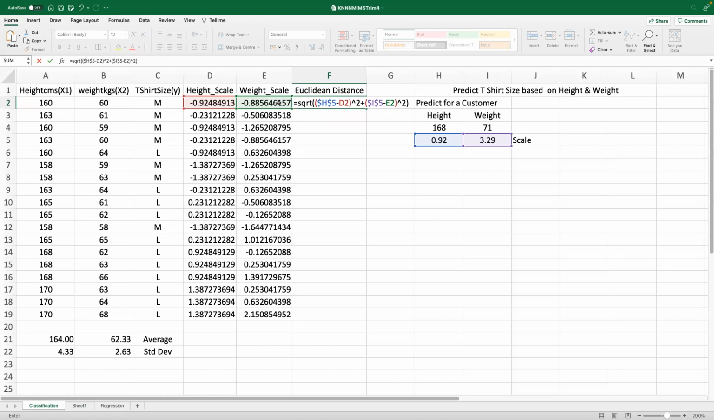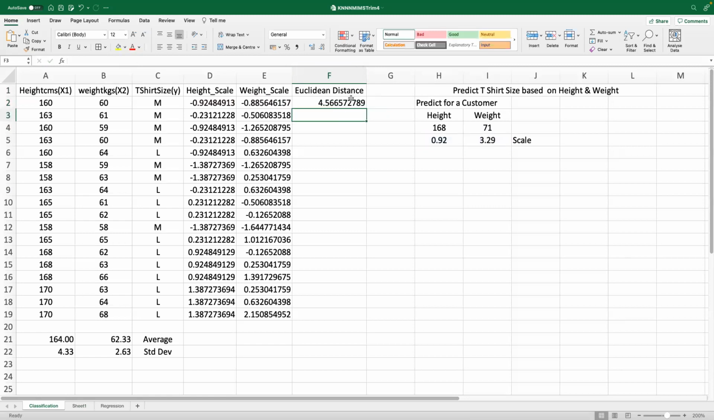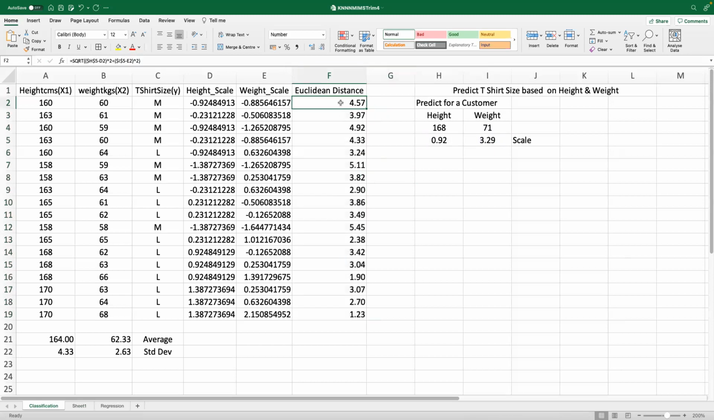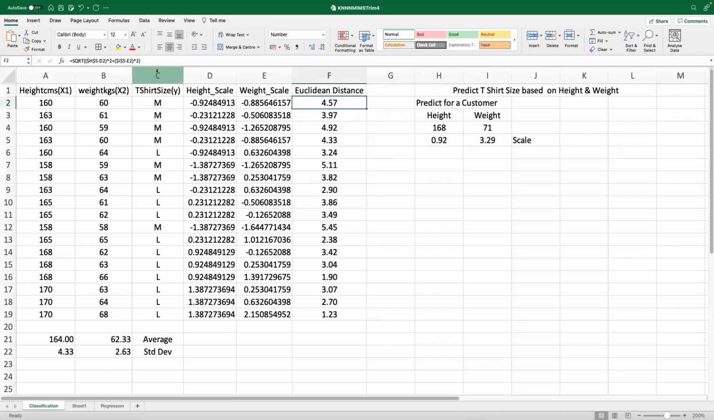The predicted value is 0.92 and 3.829. We need to predict the t-shirt size for these people. So we are calculating the distance between the predicted observation and the independent variables completely. So you get the distance as 4.56. You can double click it if you have done the proper calculation, and you can reduce it to 2 decimals. This is the formula.